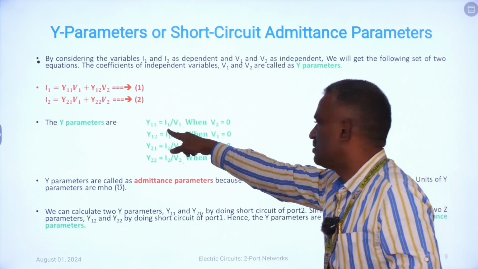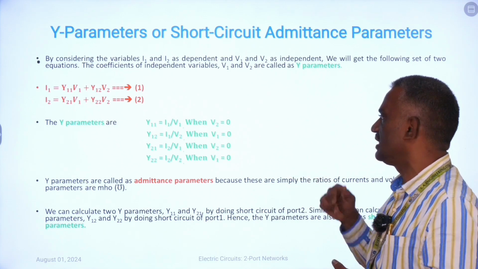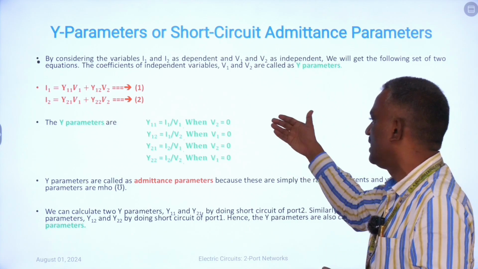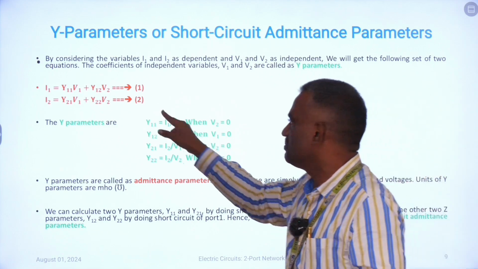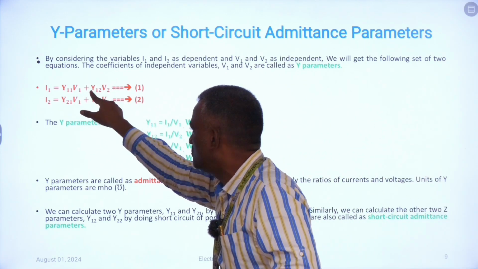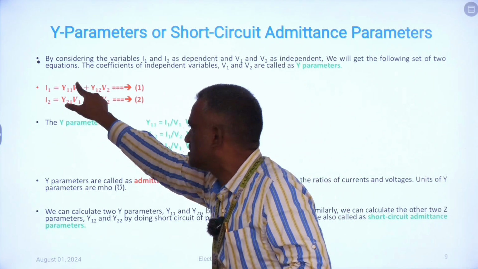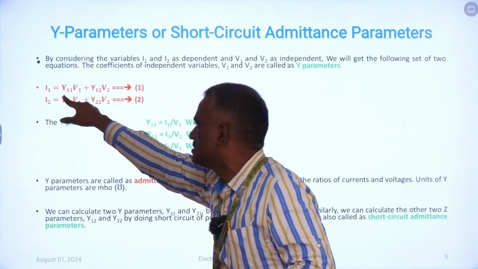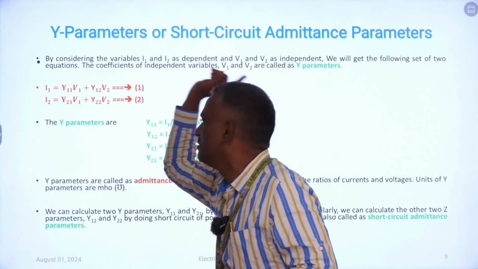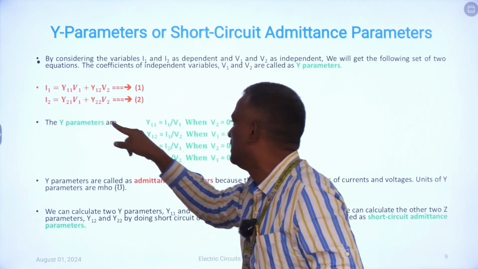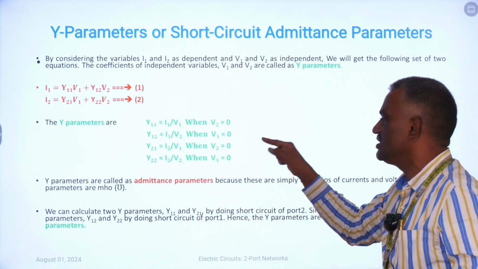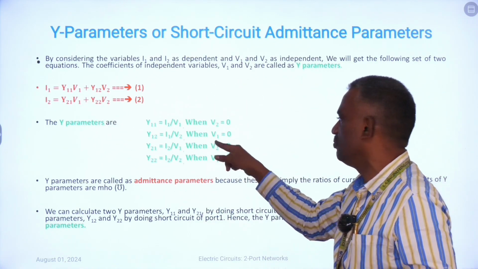You see, the first parameter is Y11. How to calculate Y11? I am going to short circuit it. So I am going to make my V2 as 0. When I make my V2 as 0, this term totally will vanish. This alone will exist. So I get what? I1 is equal to Y11 V1. So from that, Y11 is I1 by V1.